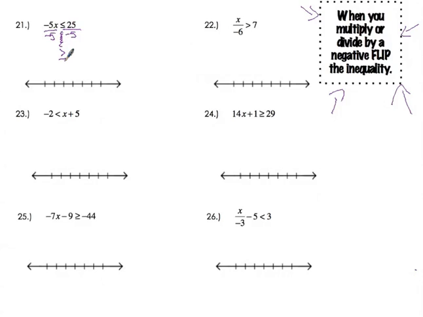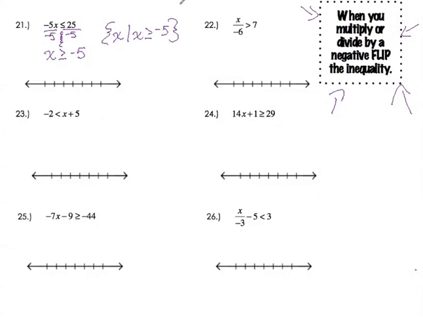And a negative 5x divided by a negative 5 is just x. And 25 divided by a negative 5 is a negative 5. Remember, if I wanted to put that in set builder notation, I would simply do an open curly x bar x greater than or equal to a negative 5.